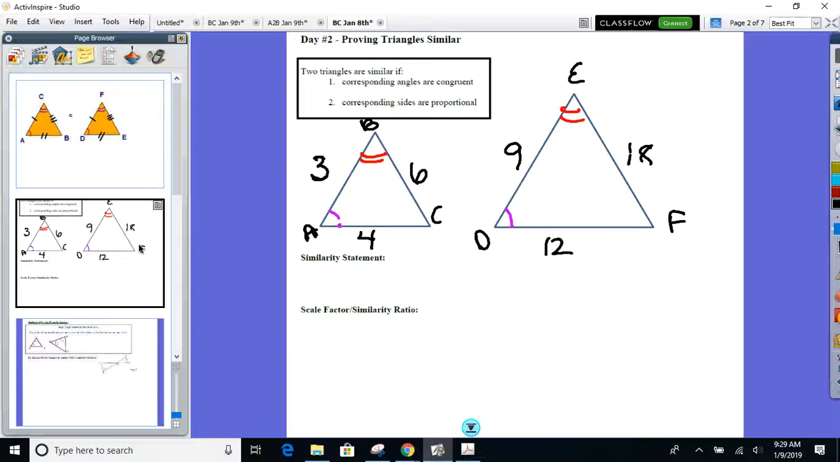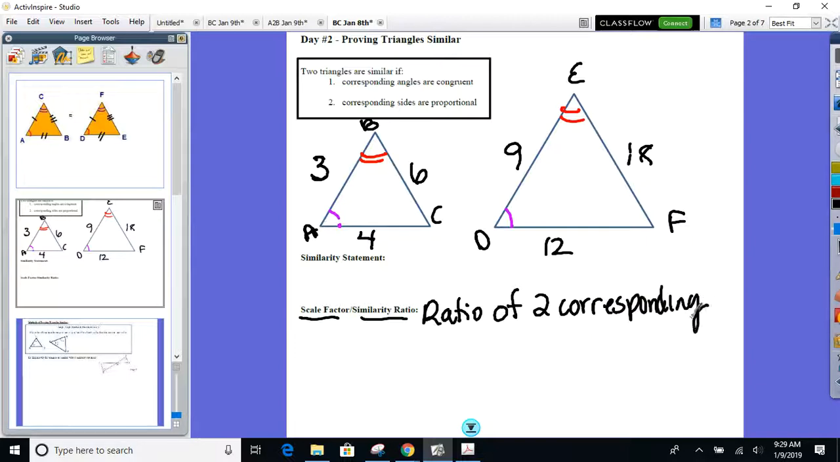All right. Let's talk about that ratio. What is that ratio the sides are in up here? 1 to 3, right? 3 to 9, 6 to 18, whatever you want. That ratio is called our scale factor or similarity ratio. That's the ratio of two corresponding sides. And again, be prepared for scale factor and similarity ratio to be used in all the problems. So do you see the difference between two triangles congruent and two triangles similar now? The biggest difference is the sides aren't equal, they're in the same ratio.